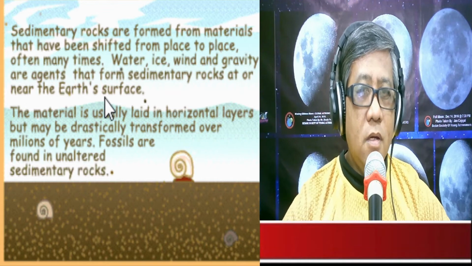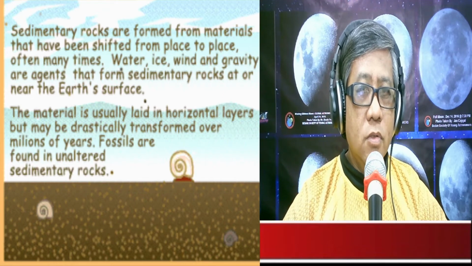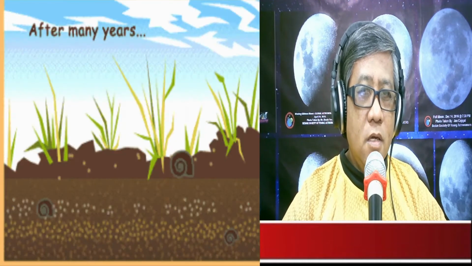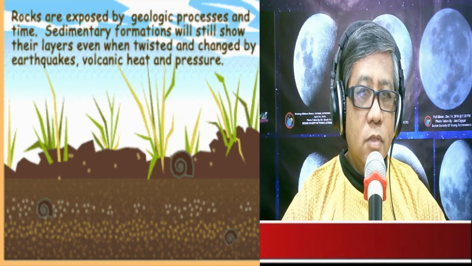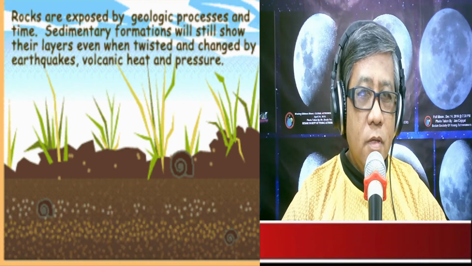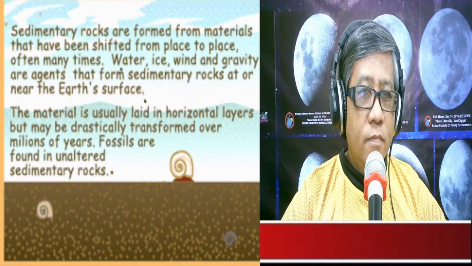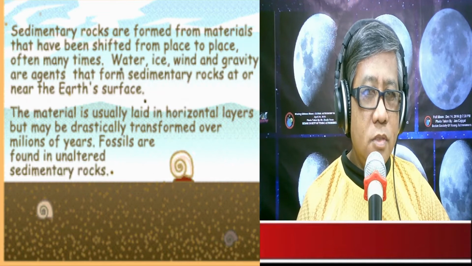So sedimentary rocks are formed from materials that have been shifted from place to place. They are carried by water, ice, wind, and gravity. Eventually, these sediments get deposited in layers, and these layers get compacted and cemented together to form sedimentary rocks. And fossils may be trapped in those layers. That's why fossils are mostly found in sedimentary rocks. So that's how sedimentary rocks are formed.